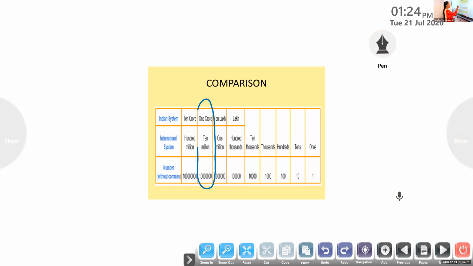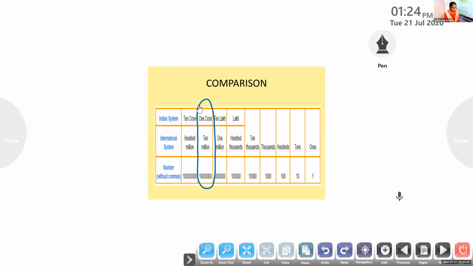We already studied it. It is there in this. 1 crore equal to 10 million. We need to write it in the note. Yes. 1 crore equal to 10 million. Next question.